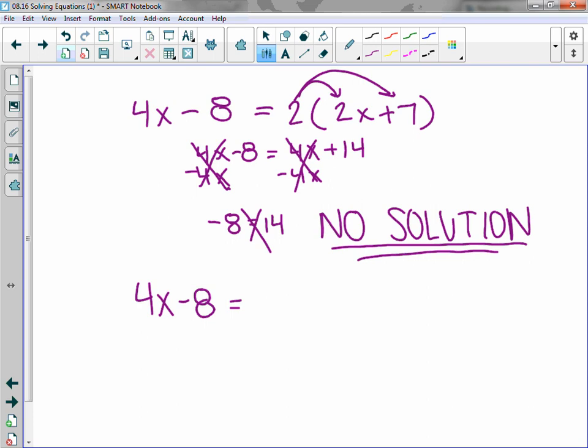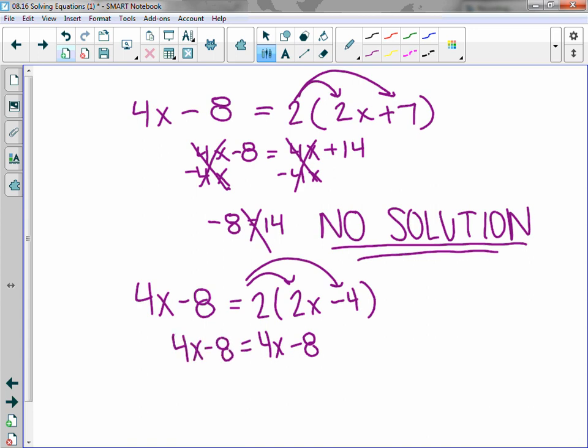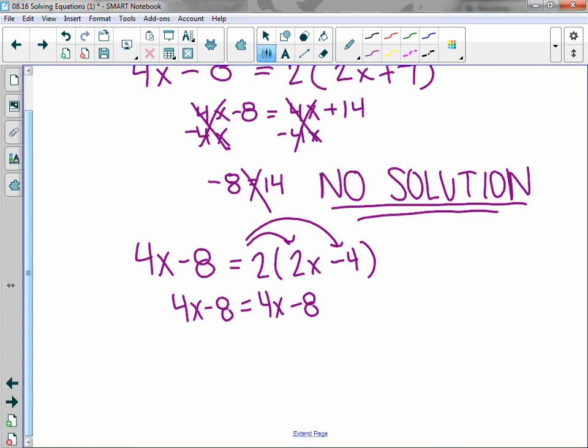But here, I've changed one value, but when I distribute this, there's something different about that one? Everything is 0 equals 0, right? The 8's will cancel out, the 4x's will cancel out. If I just cancel these out, I'm left with this. But how is negative 8 equals negative 8 different from the negative 8 equals 14? It's infinite solutions because it's true. Good.